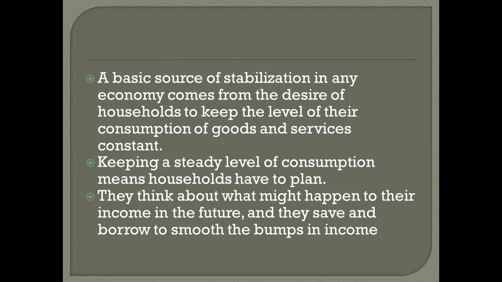Households think about what might happen to their income in future, and they save and borrow to smooth the bumps in income. Income may come in different forms. Sometimes they may get a high level of income, and sometimes they may face a shortfall. Whenever they get excess income, they are likely to save it, and whenever there is a shortfall of income, they will borrow. So it is through borrowing and lending that people adjust their consumption to a constant level.